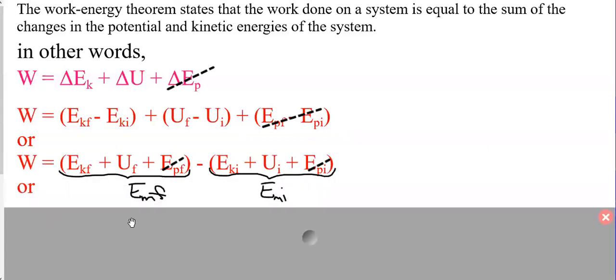Sometimes I like to rearrange it so that if I group all my final energies in one spot, I can subtract my initial energies in the other spot. So it's just a regrouping. So that's sometimes how I like to set them up, but some people prefer writing it out in this format.